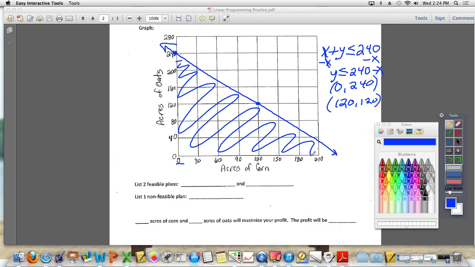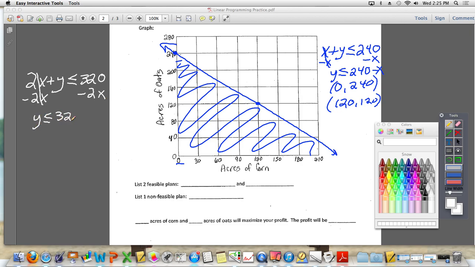Now you need to do the same thing for your other line. And the other line, I think, was 2x. Actually, it was 2x plus y was less than or equal to, was it 320, you guys? Yeah, 320. All right, solve for y again. Subtract 2x. y is less than or equal to 320 minus 2x.